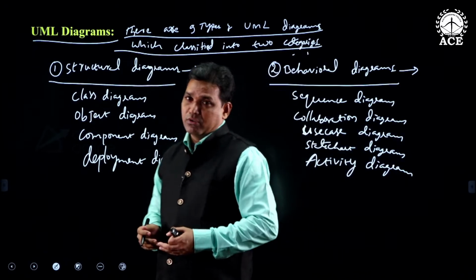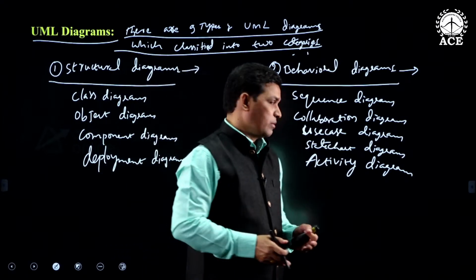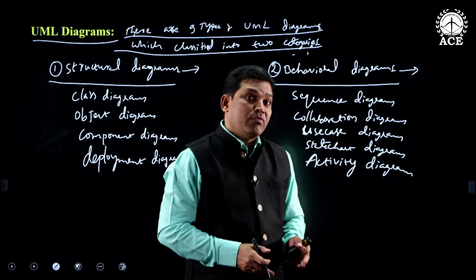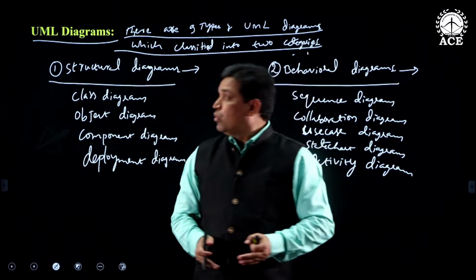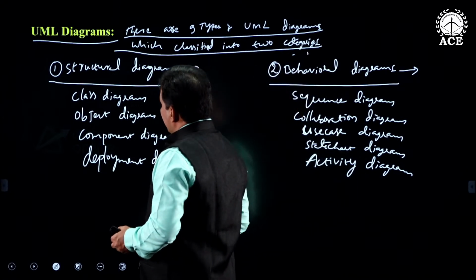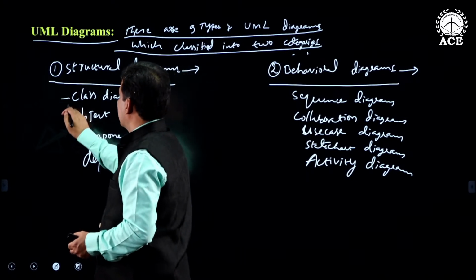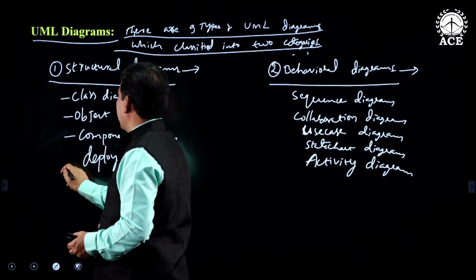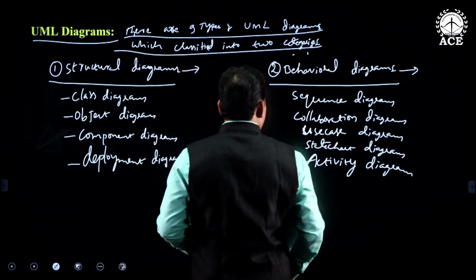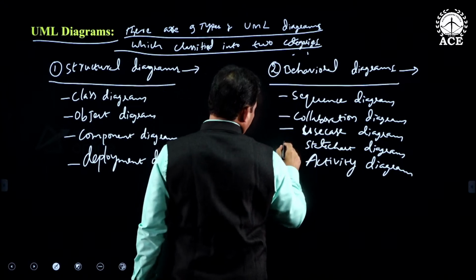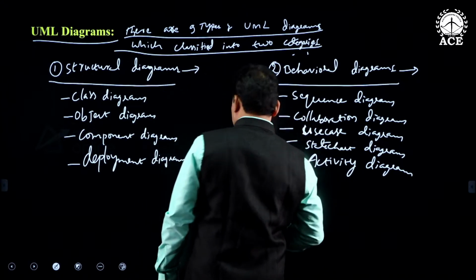As a designer, if you want to design the dynamic part of a software system, you can use these behavioral diagrams to model it, right? So what are the diagrams which come under structural diagrams here? Class diagram, object diagram, component diagram, deployment diagram. What are the diagrams which come under behavioral diagrams? Sequence diagram, collaboration diagram, use case diagram, state chart diagram, and activity diagram, right?